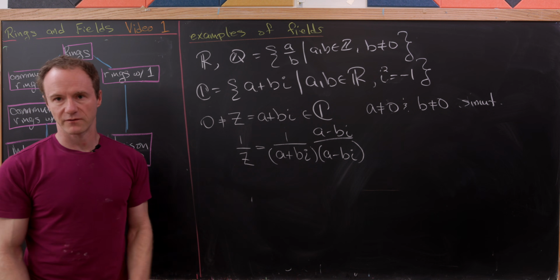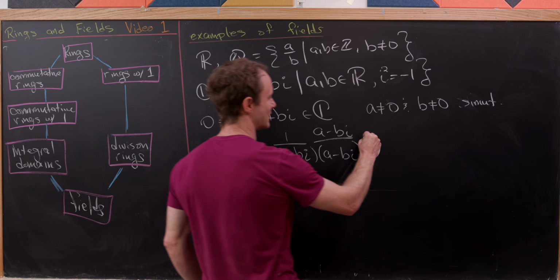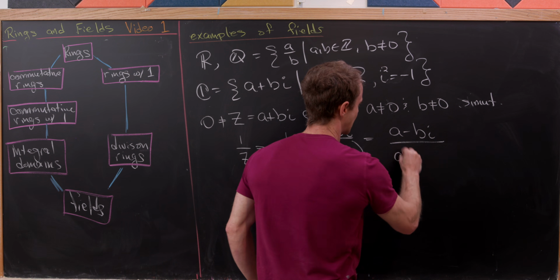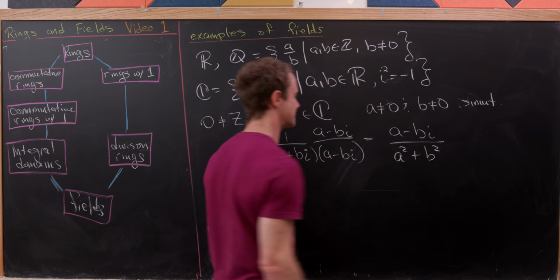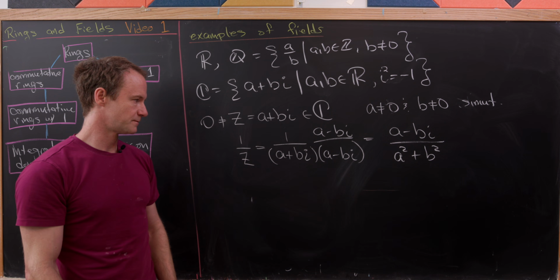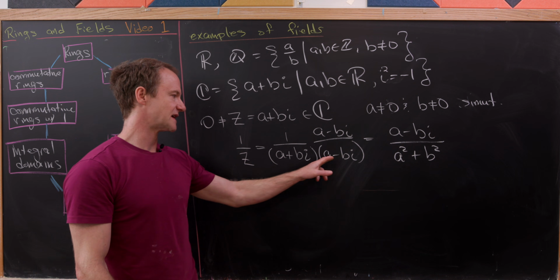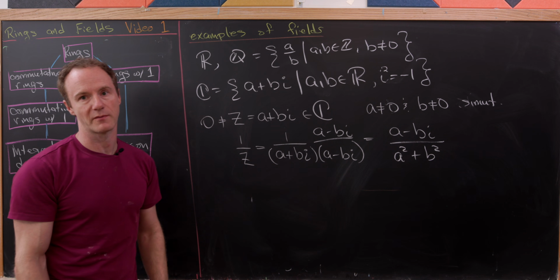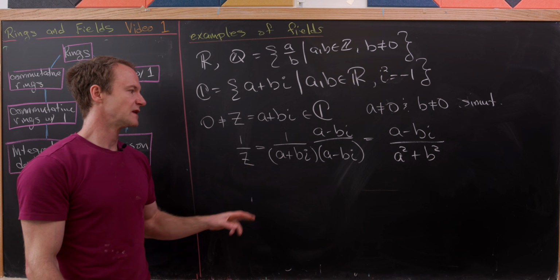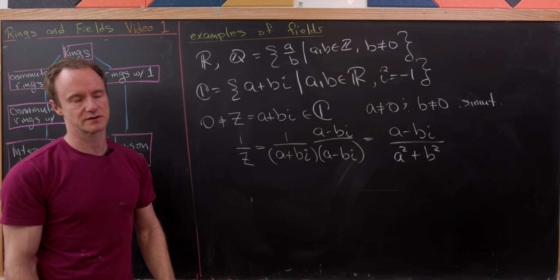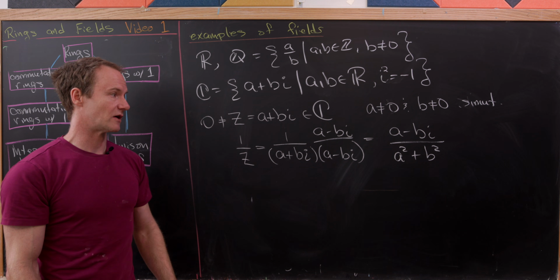So let's observe that if we multiply out that denominator, we'll get something quite nice. We'll get a squared plus b squared. That's because we have a times a, which is a squared. We have bi times negative bi, but the i times i is -1, so that's going to flip a minus sign over into a plus. And then, of course, the cross terms are going to cancel, from simple algebra.